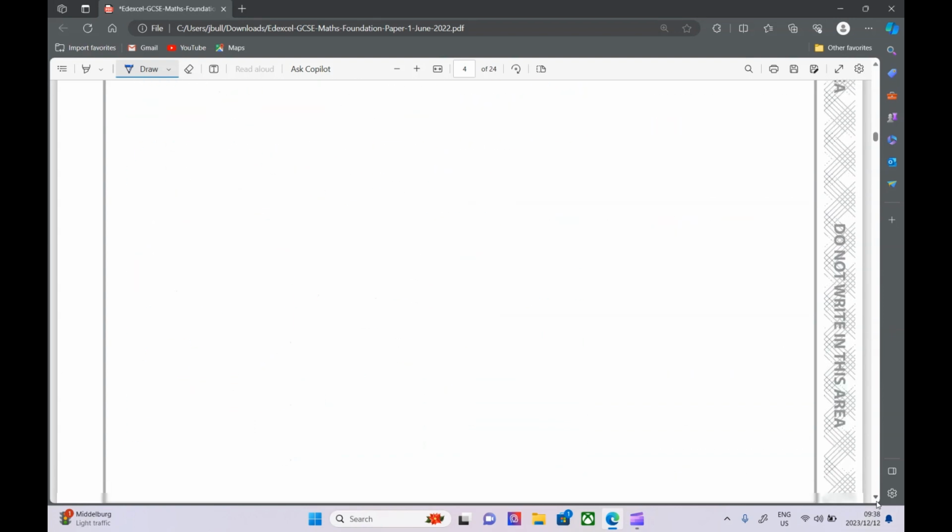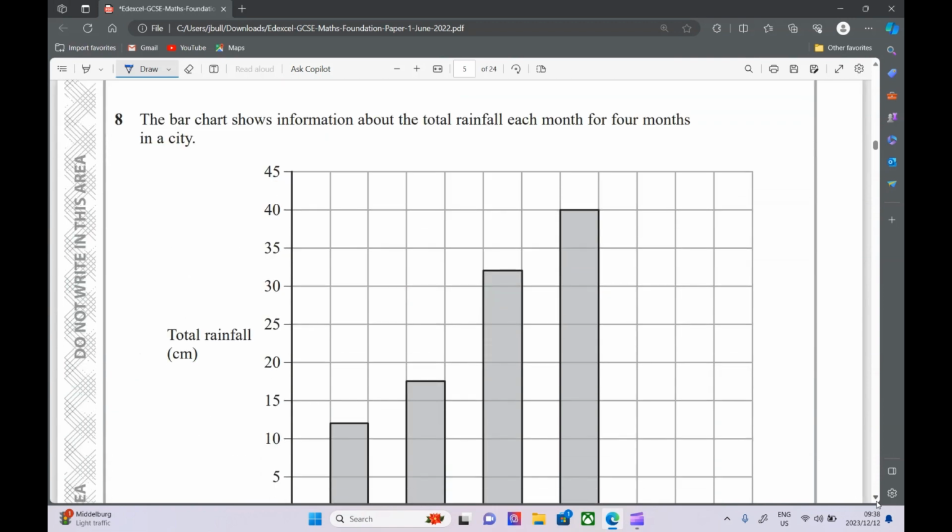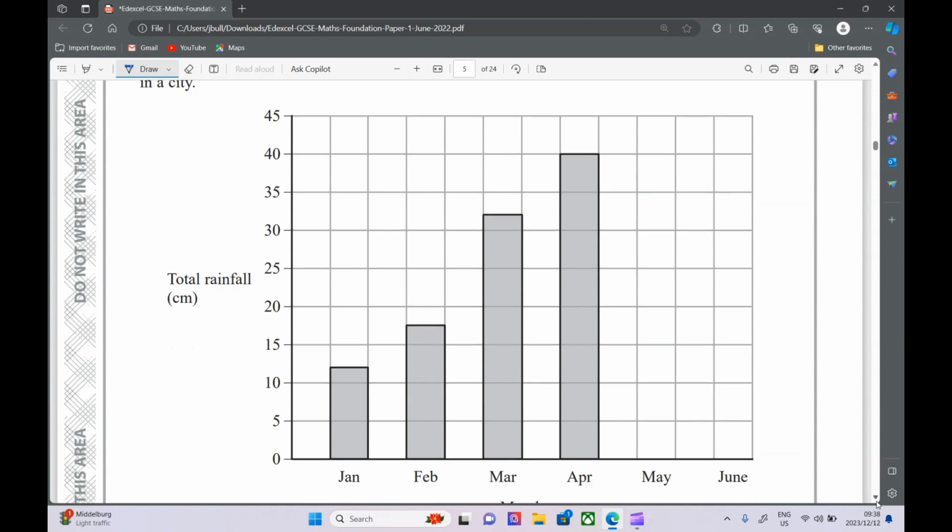Then if we look at question 8, the bar chart shows information about the total rainfall each month for 4 months in a city. So as soon as I see a bar chart question, what I go do is I label each bar. So what is the value of each bar? So if I look at this one here, January, I've got 5, 10, and then I would assume I'm going to say that's about 12. It could be 13. February, again, it's halfway, so maybe 17, 18. March, I've got 30, probably 32 there. And April, if I read off the value there, I've got exactly 40.